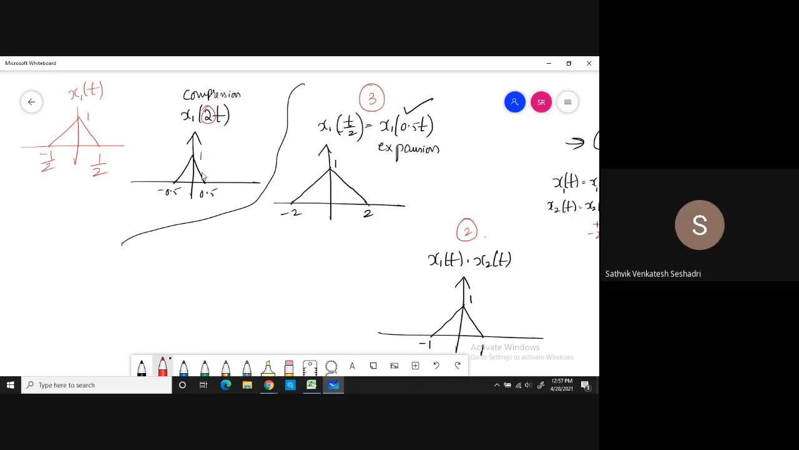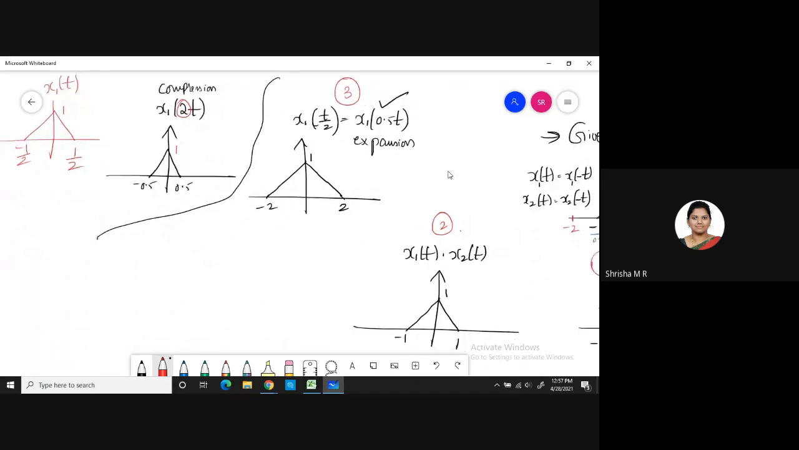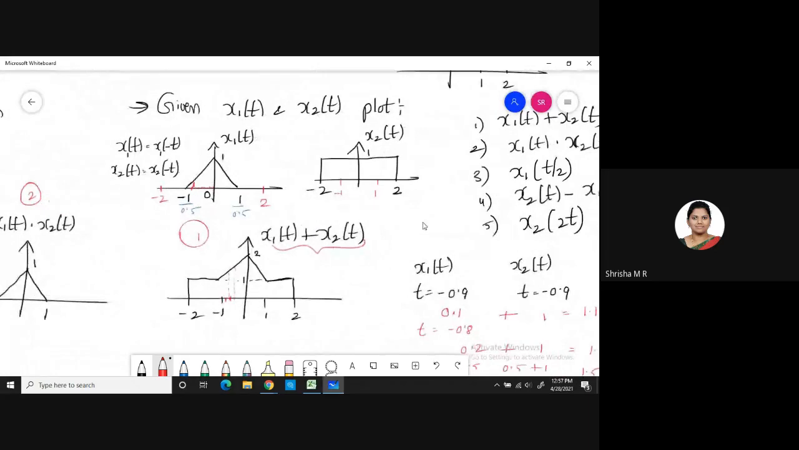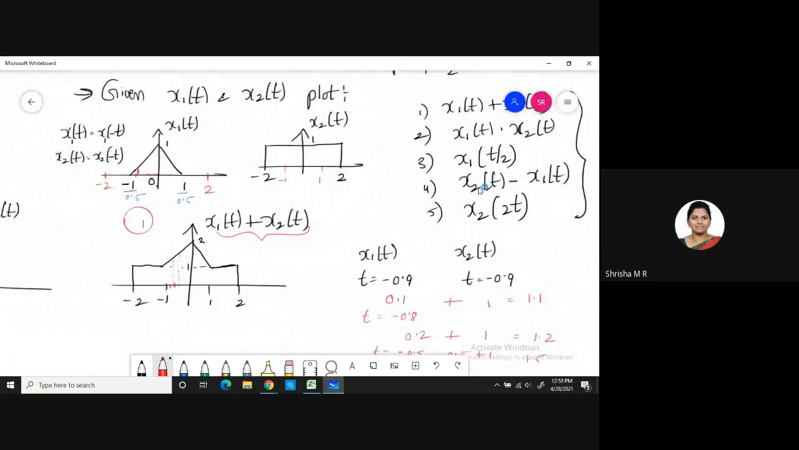Yes, ma'am. This they asked you. So I have shown you this. This is just for your reference. They didn't ask in the question, but just for your reference. So the next one is x2 of t minus x1 of t. Subtraction. So we will do that.